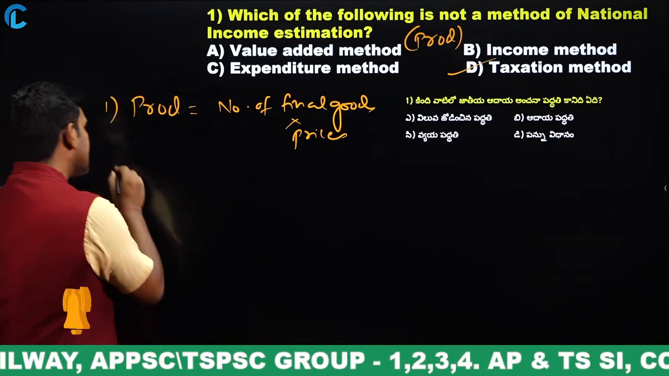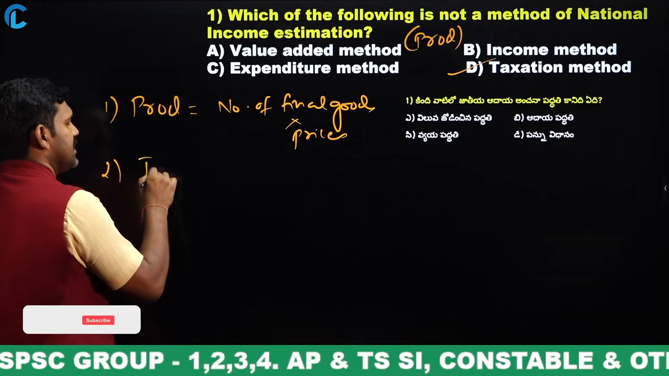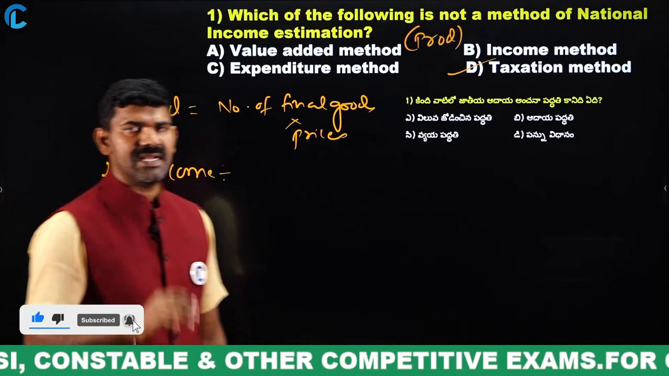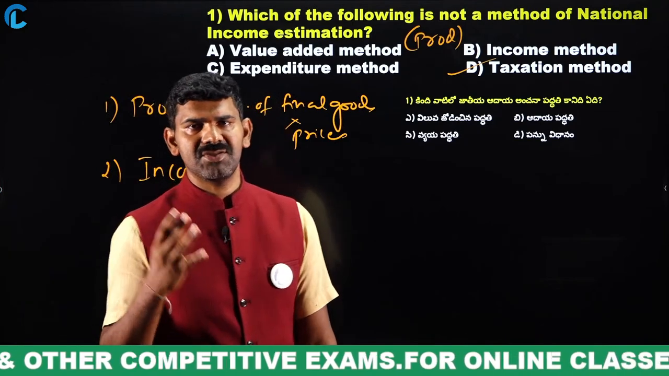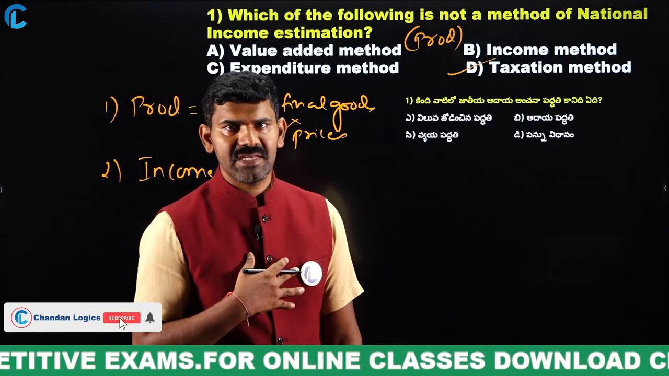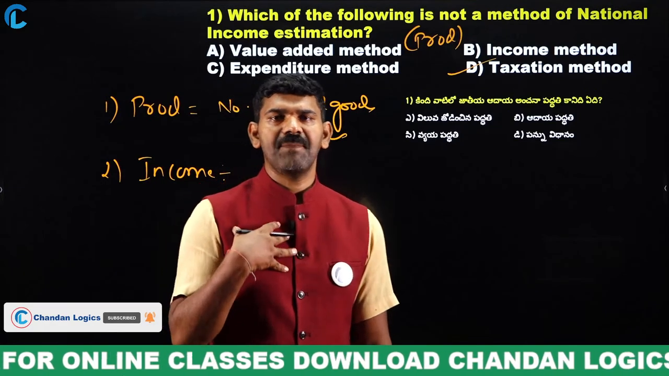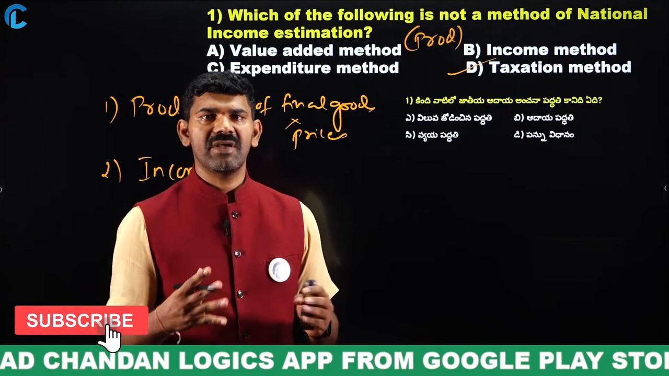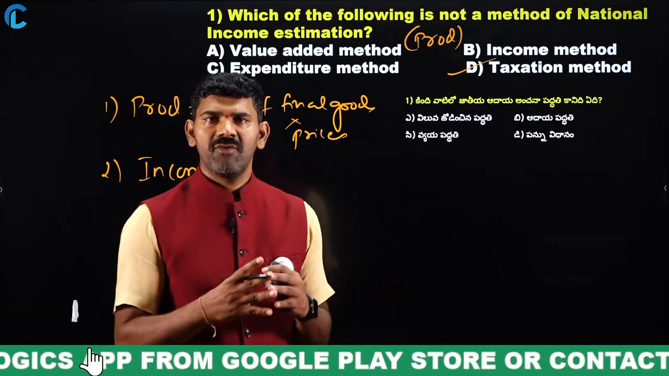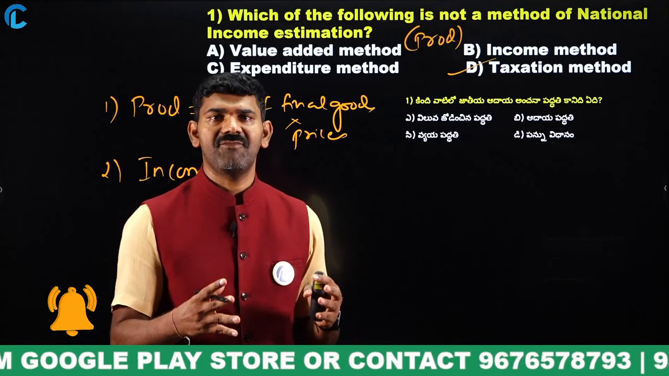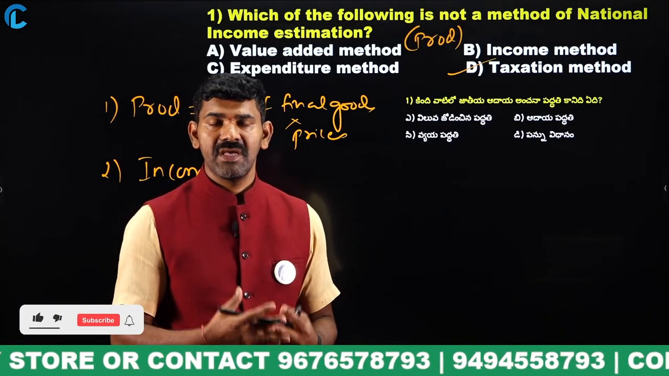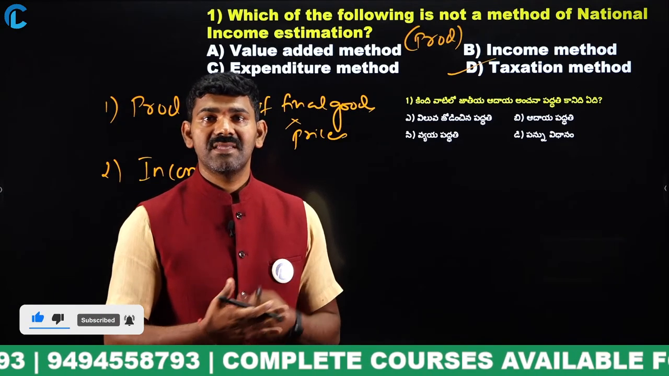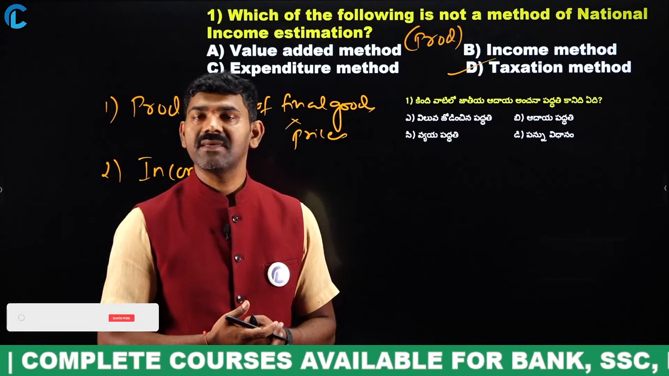Now, when you come to the income method, this is very, very difficult. Income method. This is something very, very important. Now, when you come to the income method, there are three types of income generated by different people in the society. What are the three different types of incomes? For example, there are people like me, okay, who are working for a firm. Now I'm working for a firm called Chandan Logics. Now, when I'm working for Chandan Logics, I get paid for the services that I'm rendering. Okay. So, whatever money I am earning by working for Chandan Logics, that is my salary, right?